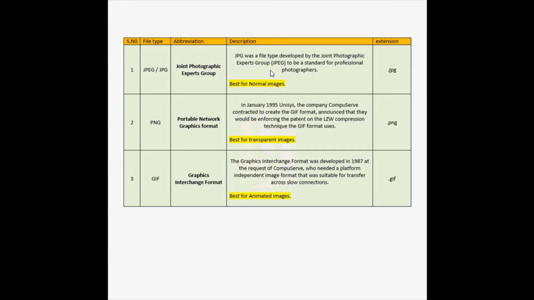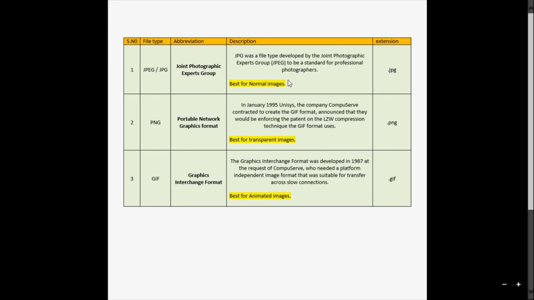Basically, there are multiple, but we mostly use these three types of image formats. First one is JPEG, second one is PNG, third one is GIF. JPEG stands for Joint Photographic Experts Group. PNG stands for Portable Network Graphics Format. And GIF stands for Graphics Interchange Format. And these three types of formats have their own differences and uses.